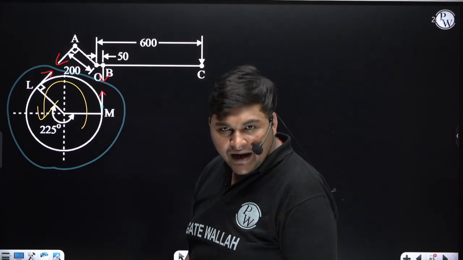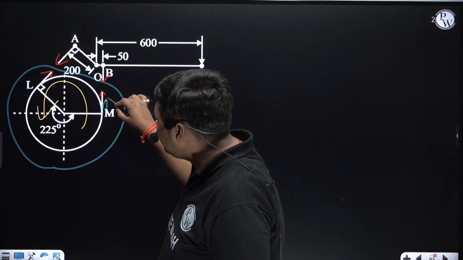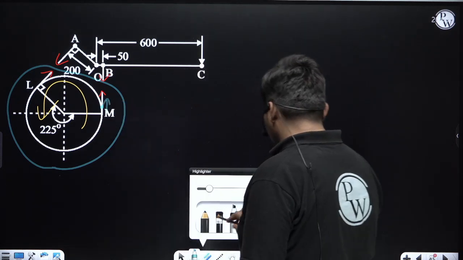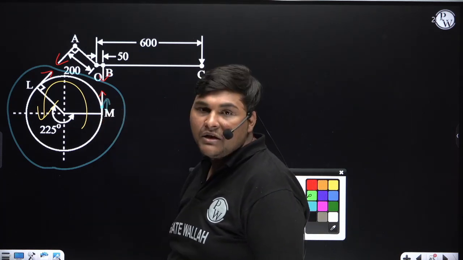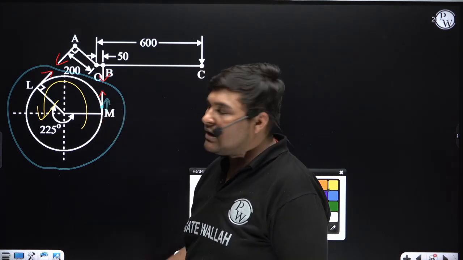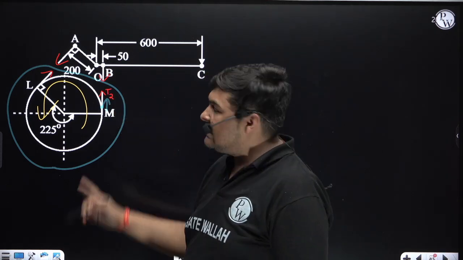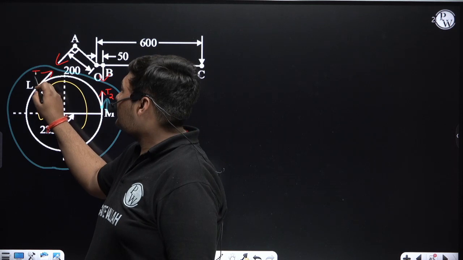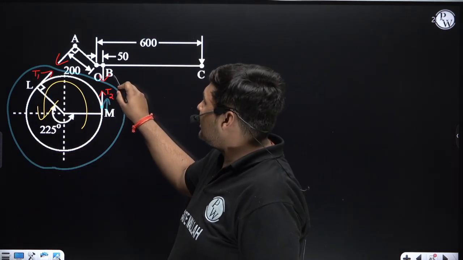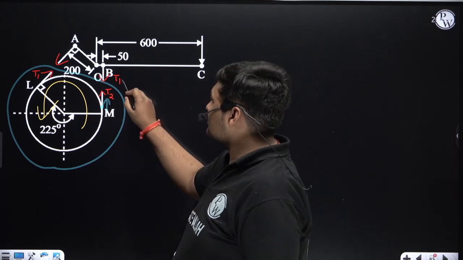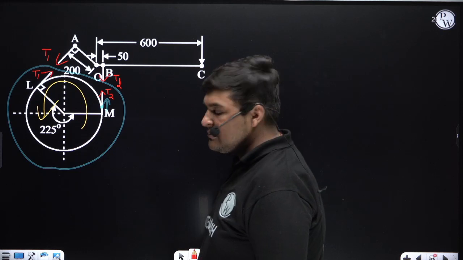Drum is rotating anti-clockwise, and for anti-clockwise rotation, direction of velocity of this point will be this. Now you can easily see the direction of this side tension and velocity is same, means this side will be slack side, and I am denoting slack side tension as T2. Since this side is slack side, another side will be tight side, that is the side of tension T1. Now whatever tension is coming here, equal and opposite tension will come here.